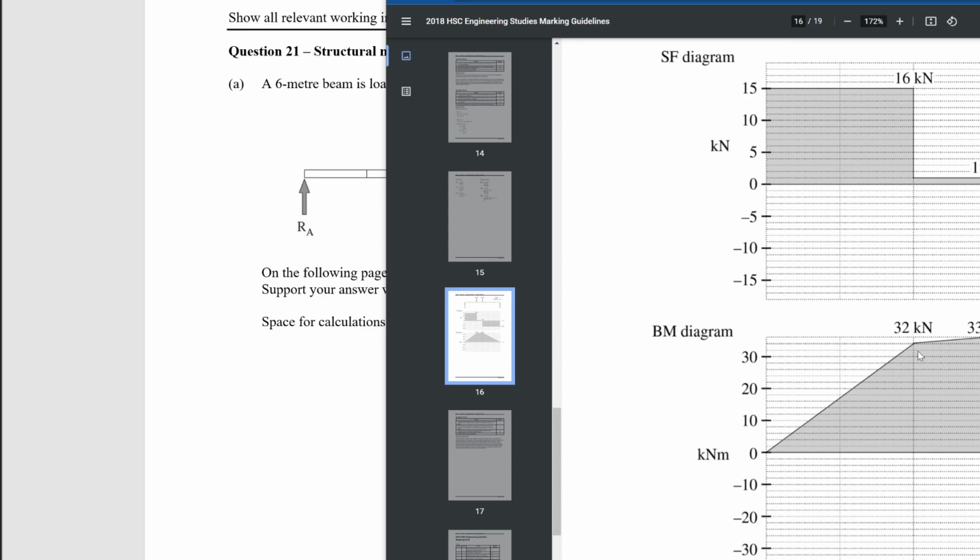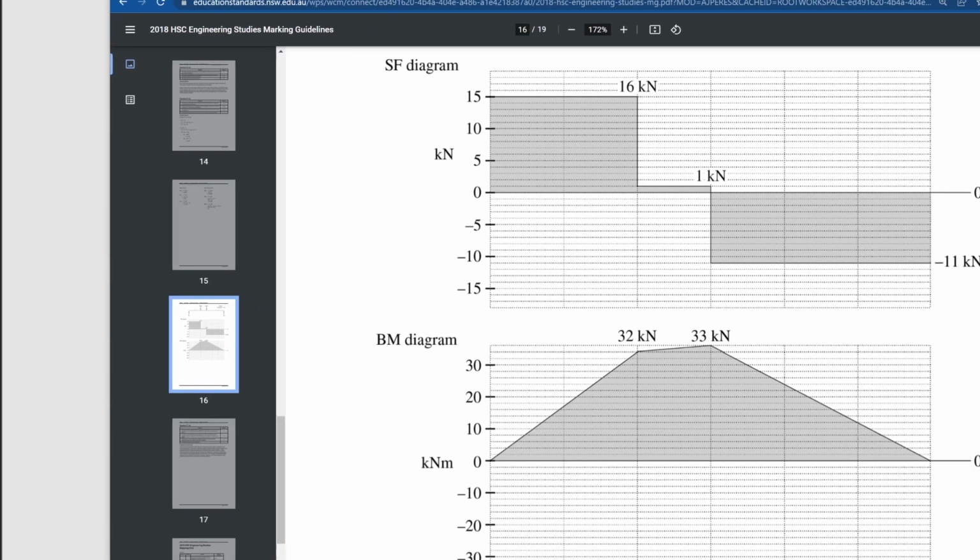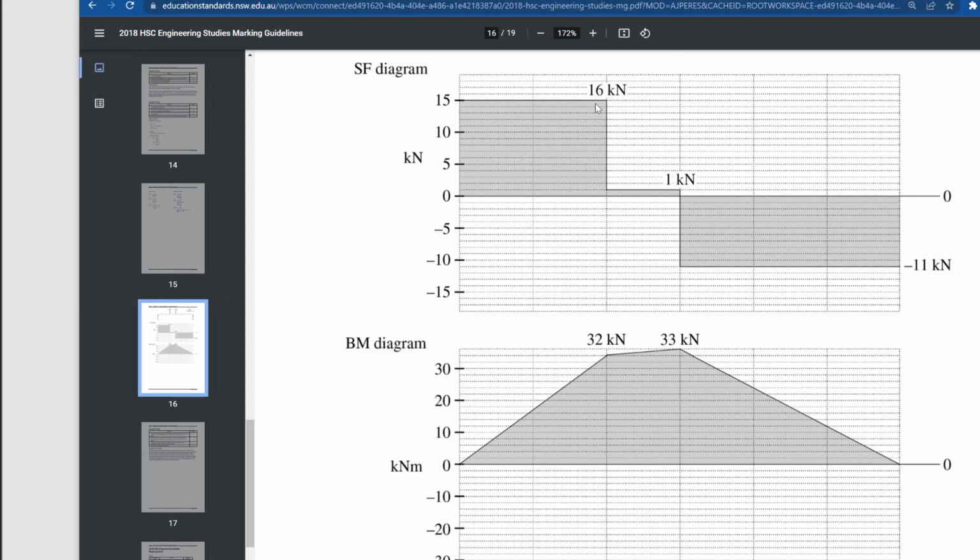And then to calculate this location here, what we can do is say 16 times 2 equals 32. And then we add 1 times 1 equals 33. And just to check, what we have now is 11 times 3 is 33, and that's in the negative. So if we go from negative 33, minus 33 equals 0. And that gets us back to 0.